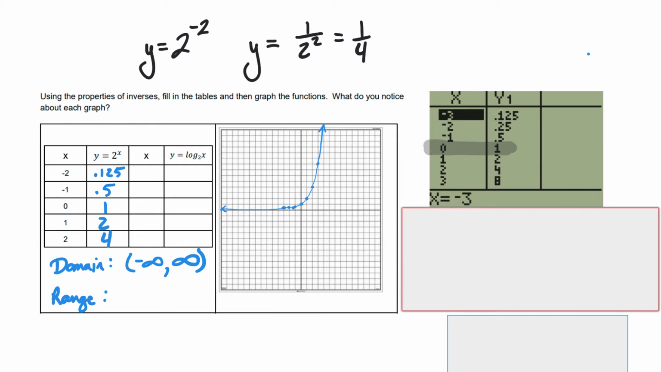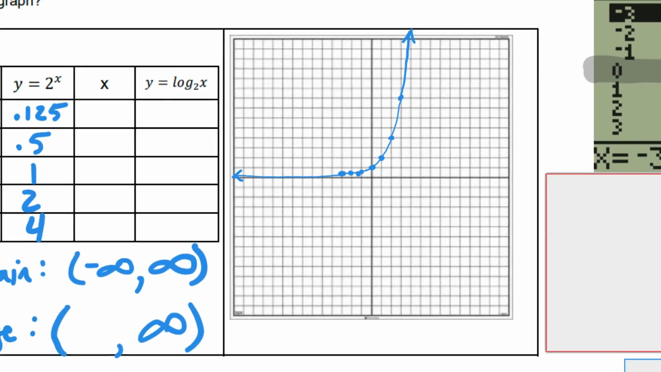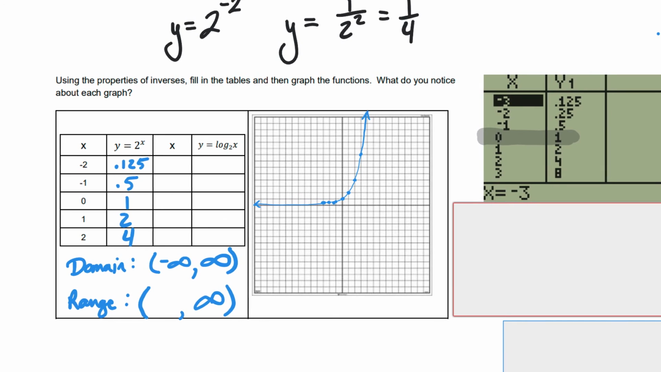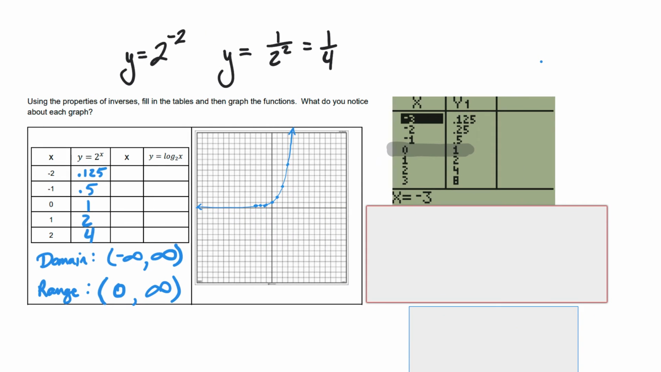Now the range, on the other hand, is where we have some issues. We see that this range value is rising infinitely up and down, but it's hitting a wall when we get to the x-axis. So we have a range of values that will not get lower than 0. So that's our domain and range for the exponential function 2 to the x power. That's the doubling family.